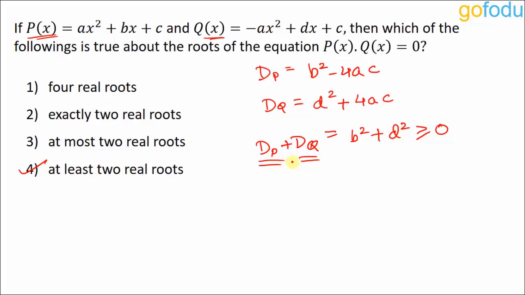If in case both the discriminants are non-negative, both the equations will have real roots. And then in that case, this one will also be true. But we cannot say for sure whether both the discriminants are non-negative or not. What we can say for sure is that at least one discriminant is non-negative and at least two real roots are there. Answer 4 is correct. Next question.